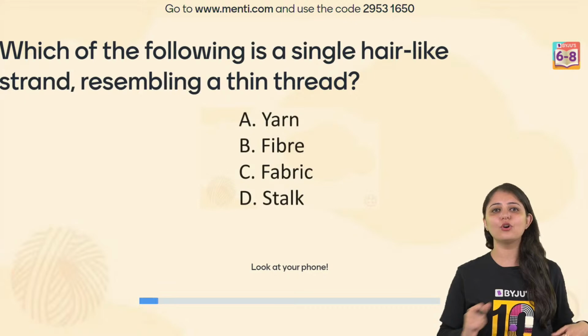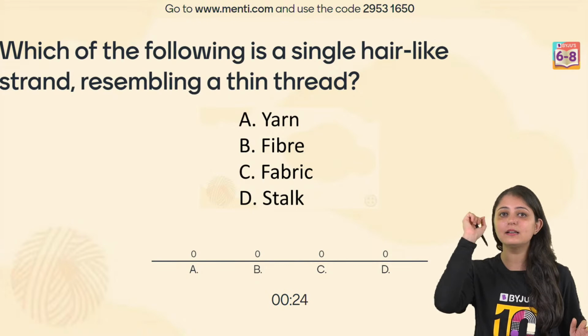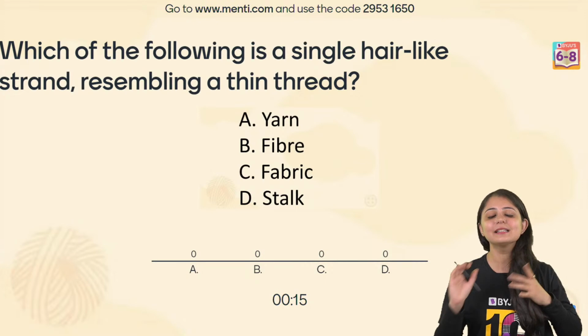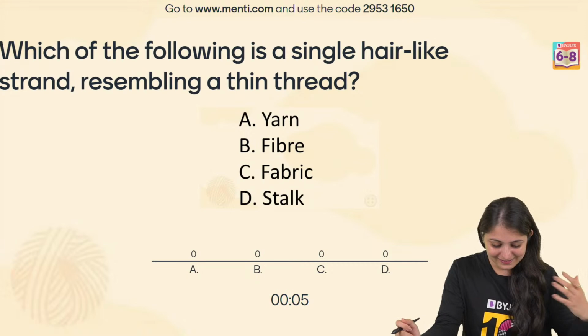Which of the following is a single hair-like strand resembling a thin thread? Read the question carefully, okay? They're asking a single hair-like strand. Is it yarn? Is it fiber? Is it fabric? Or is it stalk? Hey, you've answered in 1 second. Matlab, kitni zabardast performance. 0.6. Acha, question bhi nahi complete karne diya. Great! Awesome, awesome.